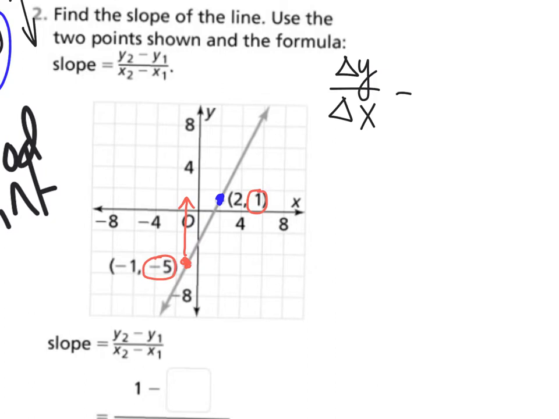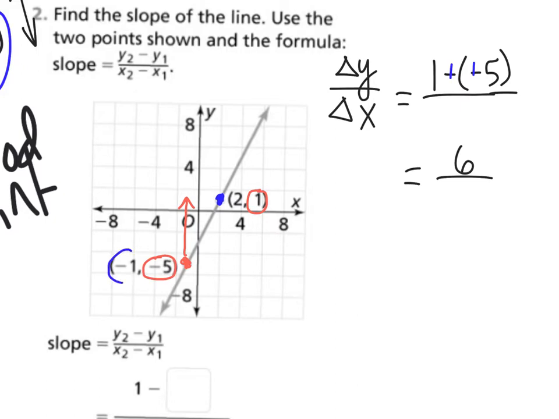So finding that change in y, like the book shows us there, one way of looking at it is we can subtract. So let's take 1 minus -5. When we're subtracting like that, we'll need to add the opposite. It becomes 1 plus 5, or 1 plus a positive 5, which is 6. Okay? Same idea when we look at our x's.